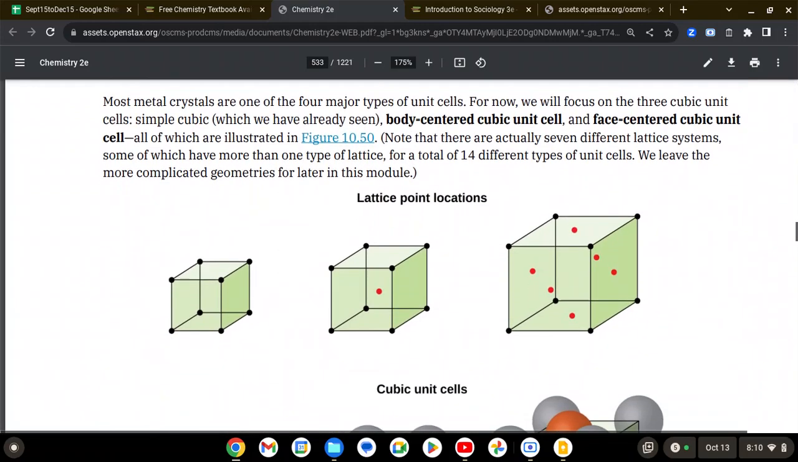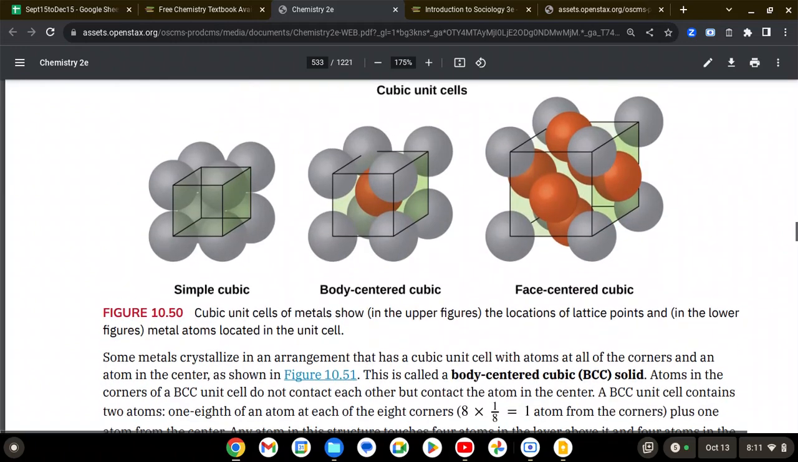Most metal crystals are one of the 4 major types of unit cells. For now, we will focus on the 3 cubic unit cells: simple cubic, which we have already seen, body-centered cubic unit cell, and face-centered cubic unit cell, all of which are illustrated. Note that there are actually 7 different lattice systems, some of which have more than one type of lattice, for a total of 14 different types of unit cells. We leave the more complicated geometries for later in this module.